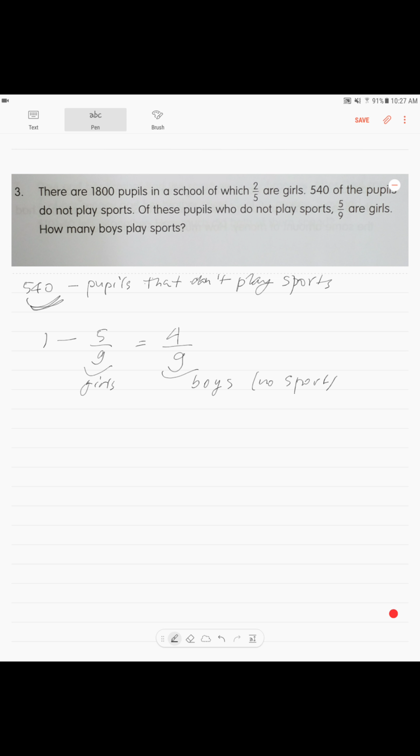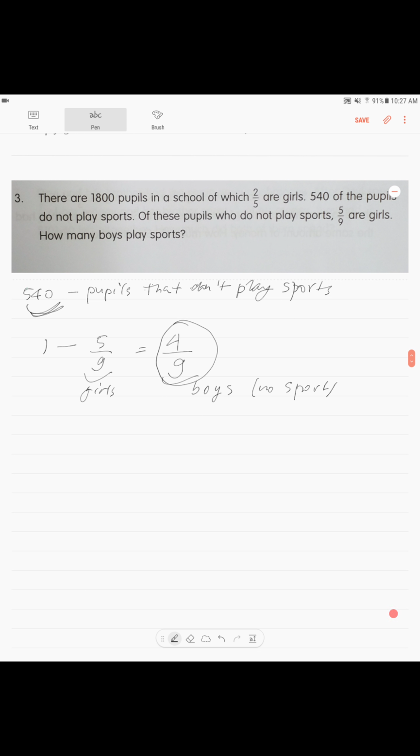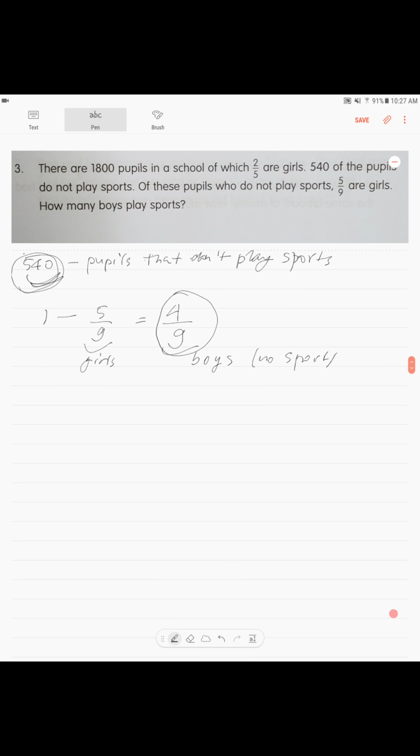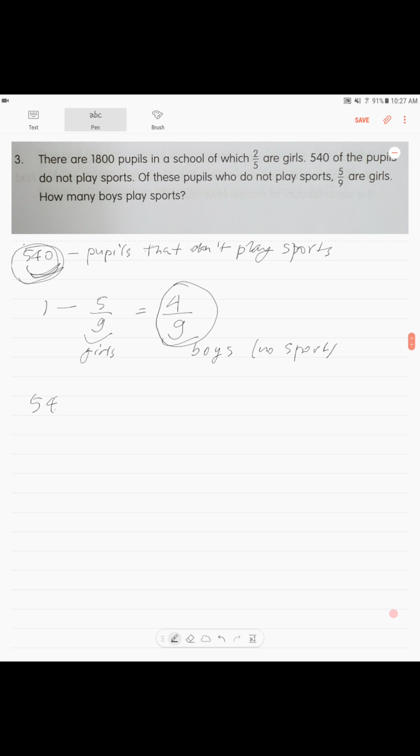Okay, so we can find how many of them. We have their fraction, we have the total amount, 540. Right? So 540 times 4 over 9 is 240. These are the boys that don't play sports. Okay? Alright. This was the first thing.